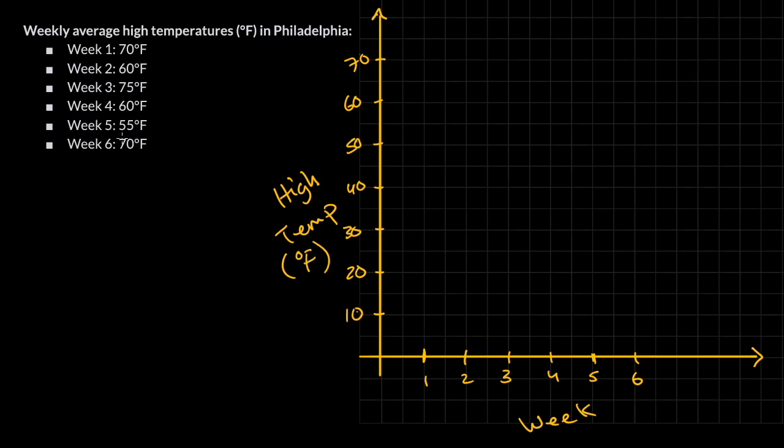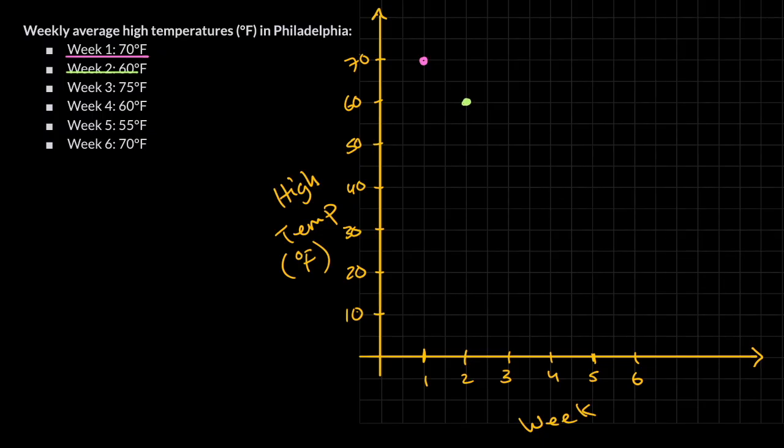And now let's plot the points, and I can color code it. So week 1, 70 degrees. Week 1 is 70 degrees right over there. Week 2 is 60 degrees. Week 2 is 60 degrees right over there.